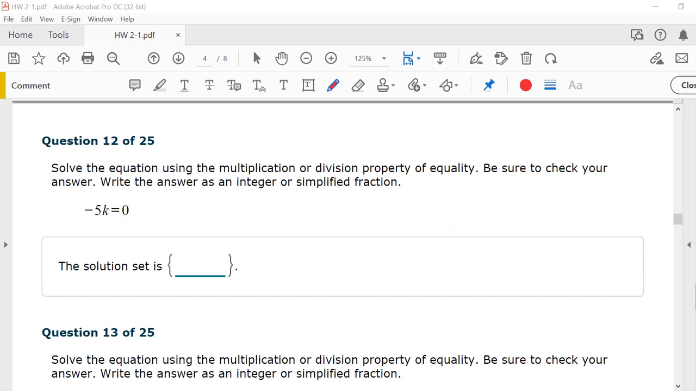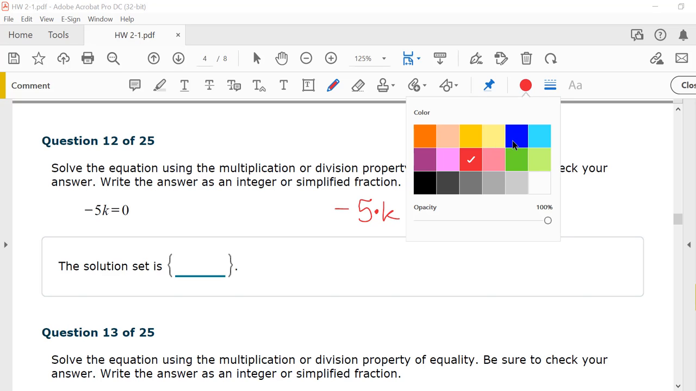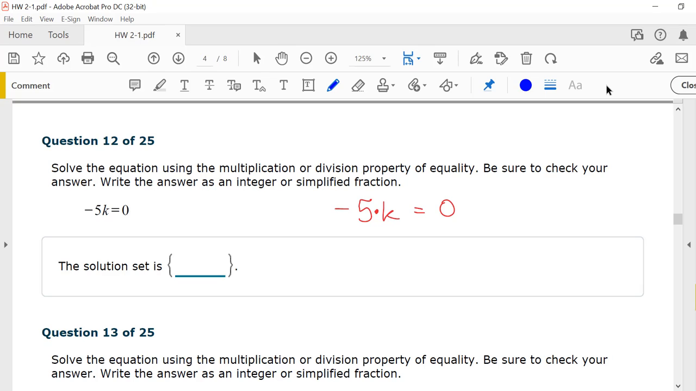Number 12, my equation is negative 5k equals 0. I've got to remind myself that says negative 5 times k. To get k by itself, I need to get a 1 in front of k, so I want to divide both sides by negative 5. When you do that, negative 5 divided by negative 5 is 1. So I have k equals.